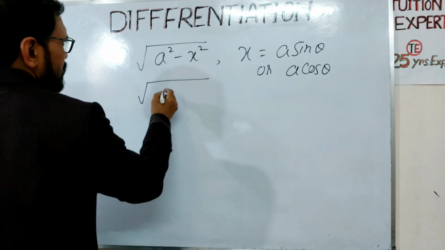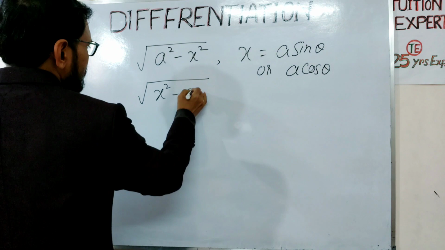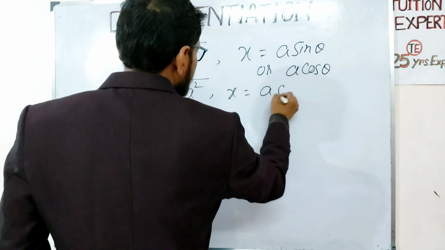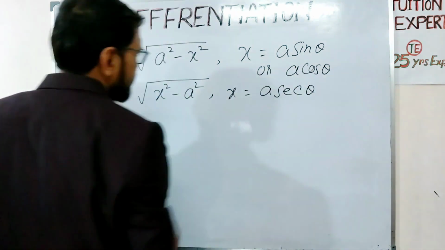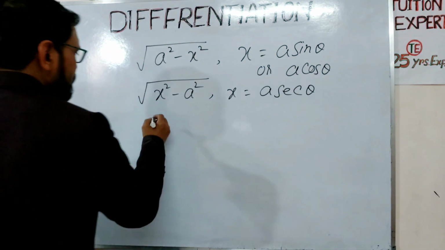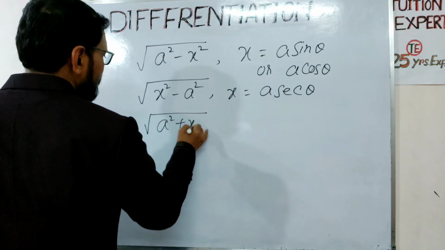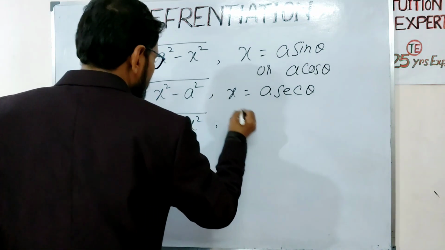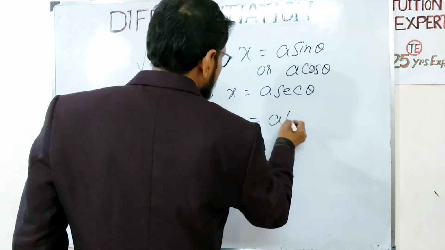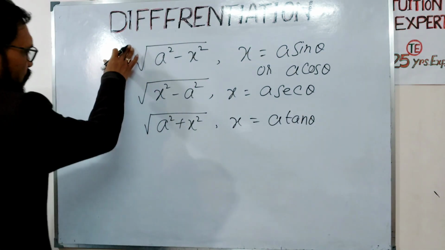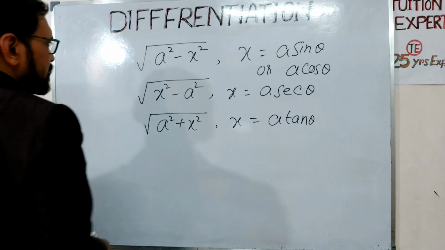If it is x square minus a square, then we put x equal to a sec theta. And if the expression becomes a square plus x square, then we put x equal to a tan theta. So this substitution is very important. This formula is very important.